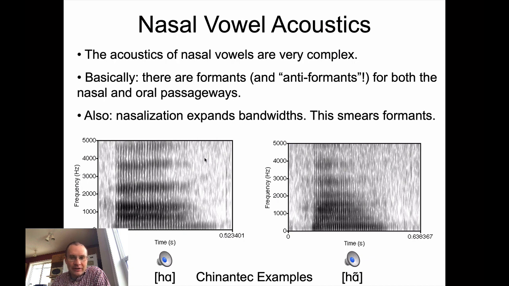We don't need to worry about all the details. I'll just let you know that when you see these things in a spectrogram, what you wind up seeing is that there's a lot of messiness in nasalized vowels. It's kind of hard to find where one formant begins and another ends. And they're all not as intense as they would be otherwise.